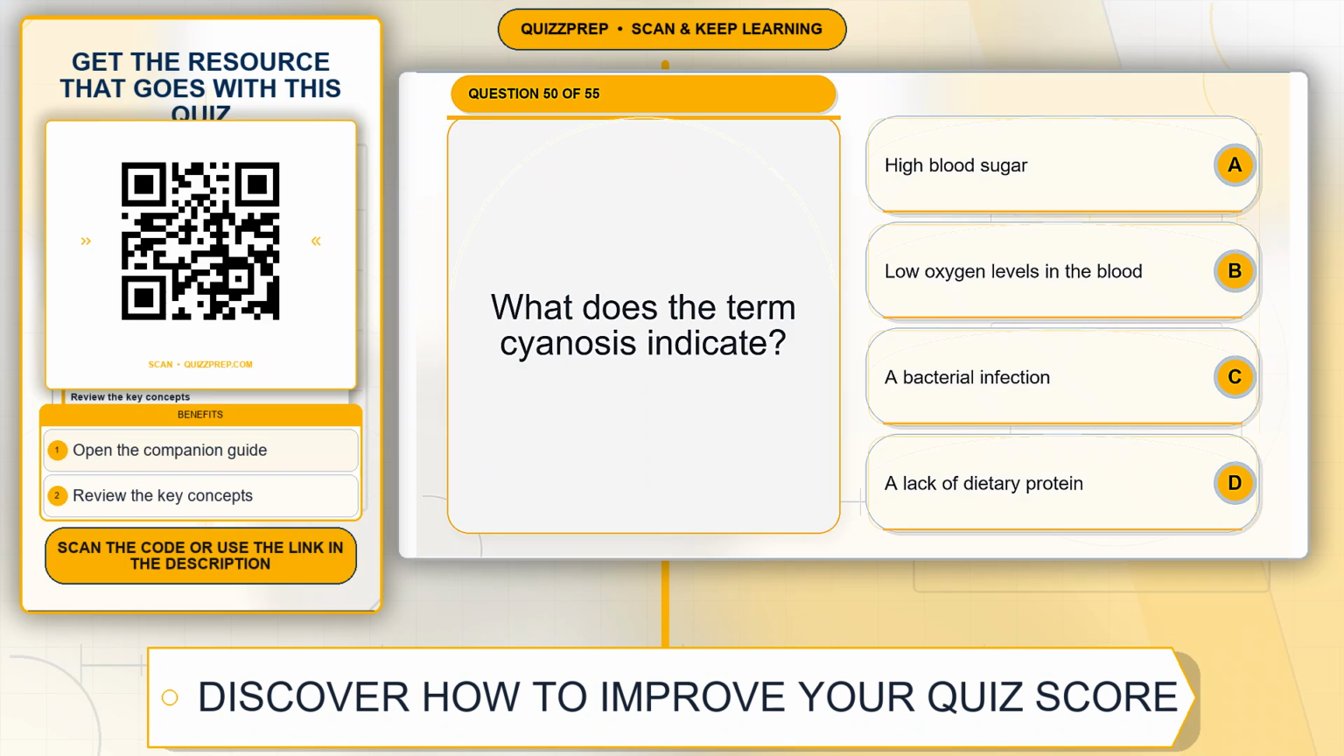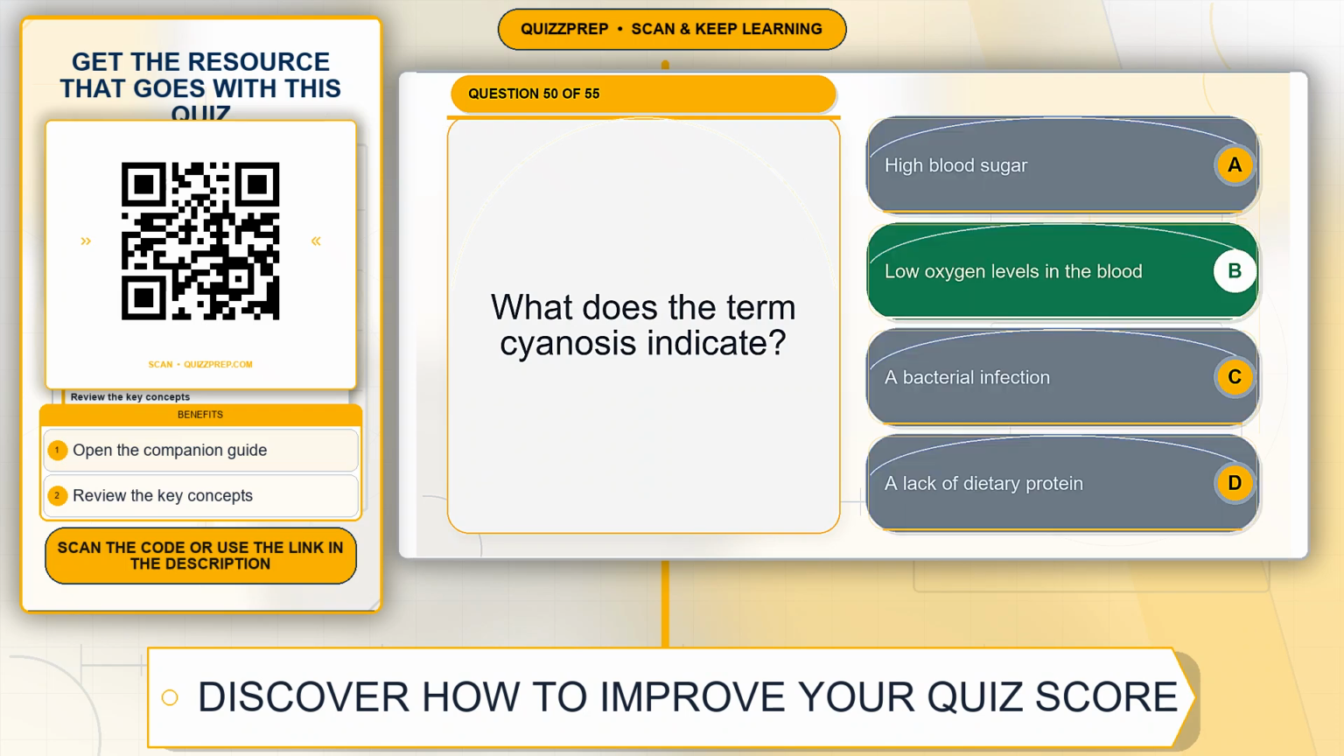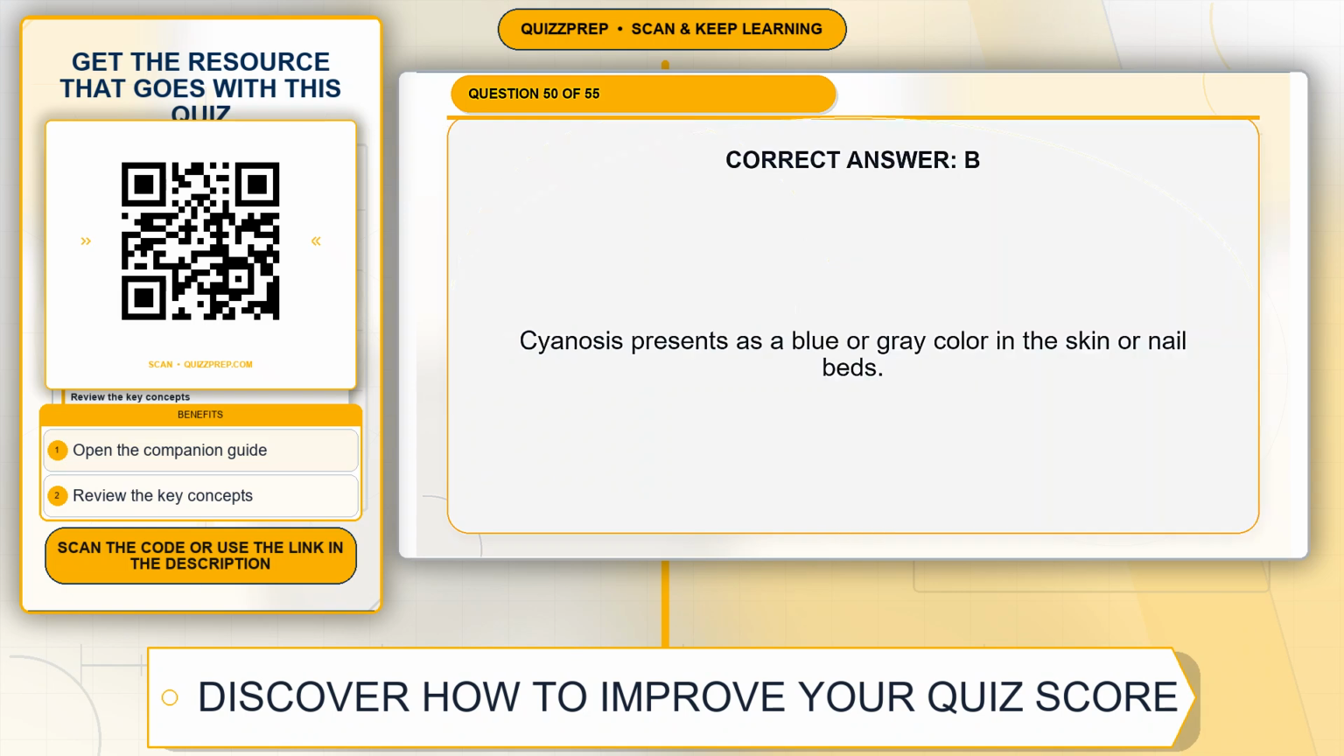Question 50. What does the term cyanosis indicate? Option A, high blood sugar. Option B, low oxygen levels in the blood. Option C, a bacterial infection. Option D, a lack of dietary protein. The correct answer is option B, low oxygen levels in the blood. Explanation. Cyanosis presents as a blue or gray color in the skin or nail beds.